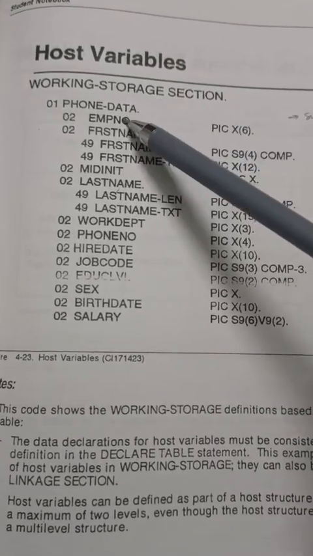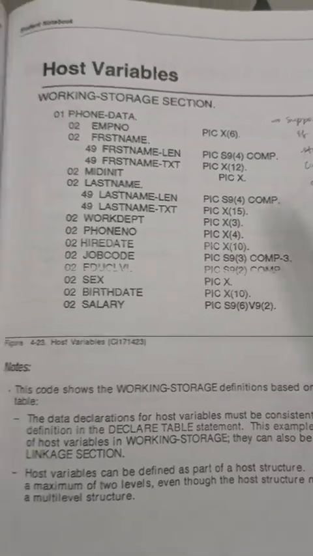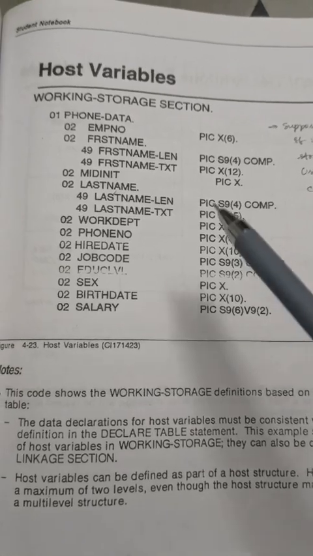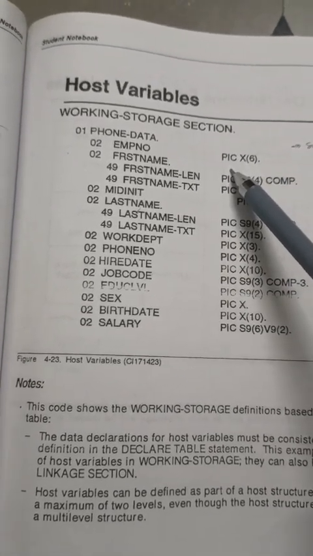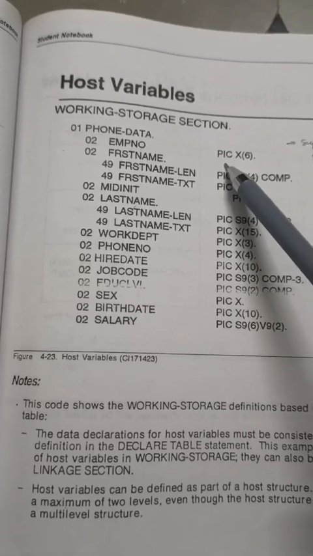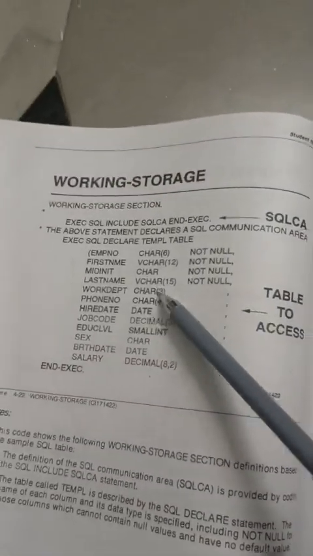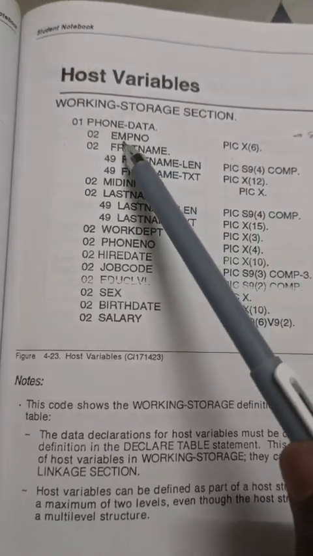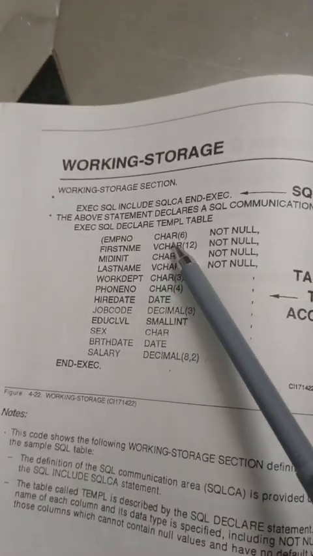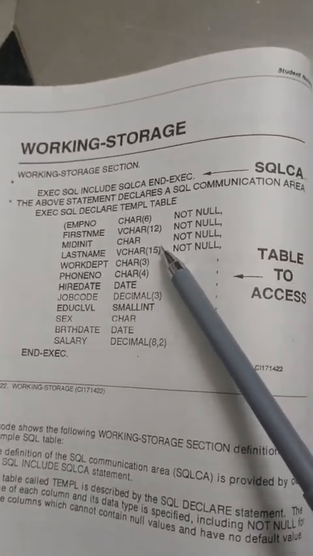This is how the host variable structure has been defined. Even while defining the host variable structure, the data type should match the DB2 table data type used while declaring the table and the host variable. The size of the data variable should be given here. You can see the employee number having X(6), similar to the employee number having CHAR(6).